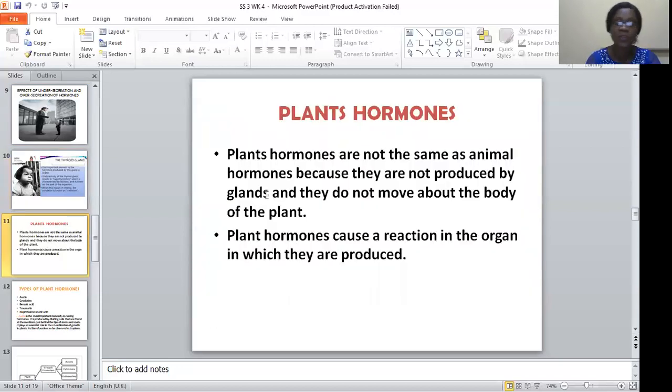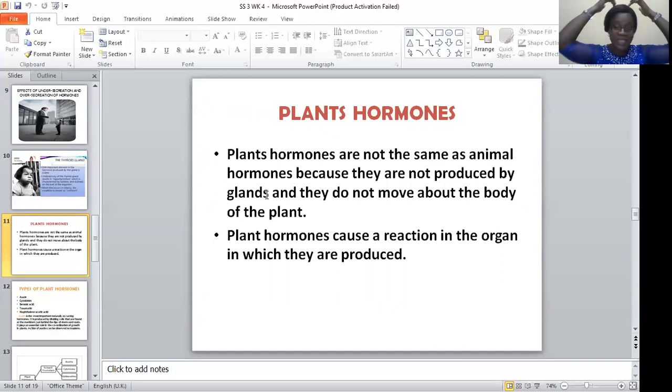Now let's talk about plant hormones. All we have been discussing so far are the ones that affect the human system. Now let's see the hormones that are in plants. Plant hormones are not the same as animal hormones. We should all know that, because they are not produced by glands and they do not move about the body of plants. Unlike human or animal hormones, which always move around every part of our body.